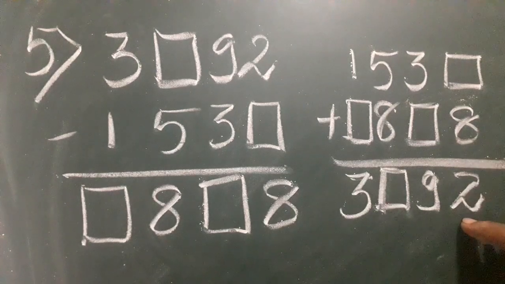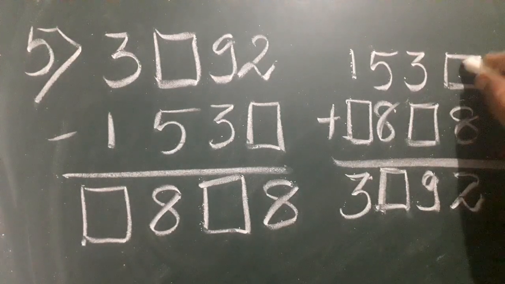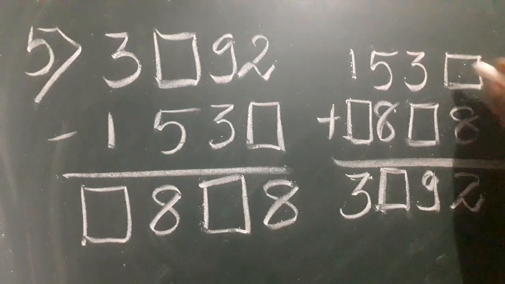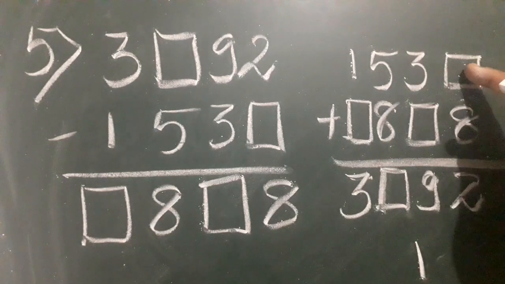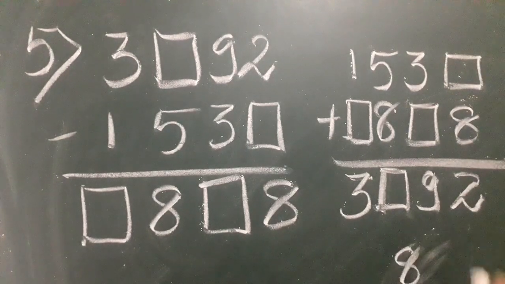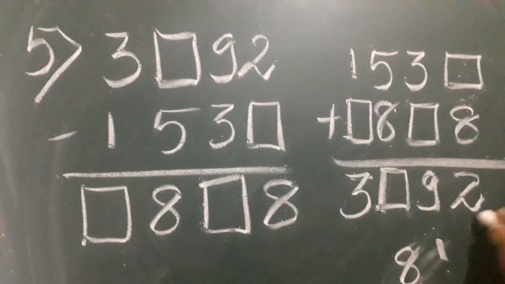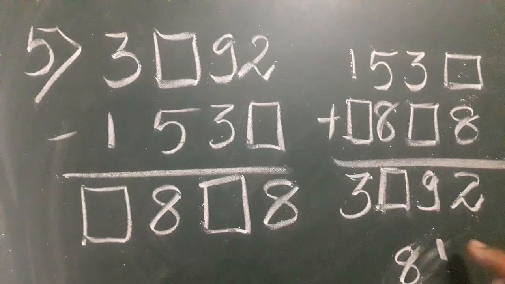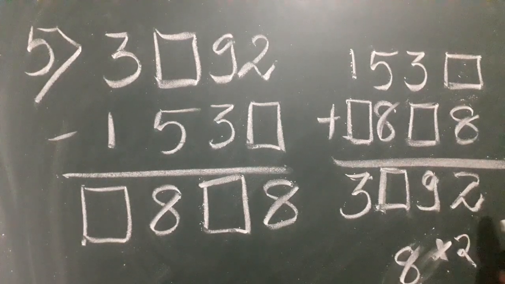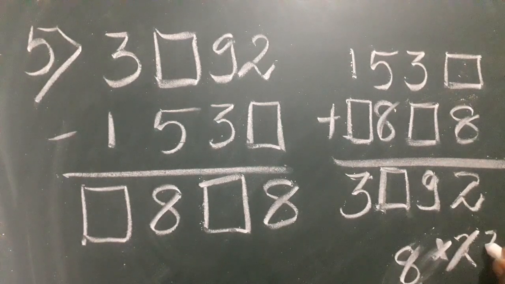I want 2 here. So here I will start thinking, if I write here 1, then 8 plus 1, see 8 is already there. Now if I write 1, then this should be 9, which is not correct. So 1 is not correct. Write 2, 8 plus 2, 10. So this should be 0. So this is also wrong. Now write 3. So 8 plus 3 is 11. If this is 11, then here I should have 1, which is not correct.